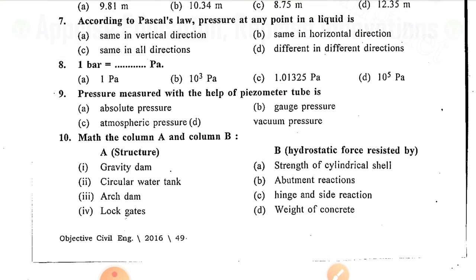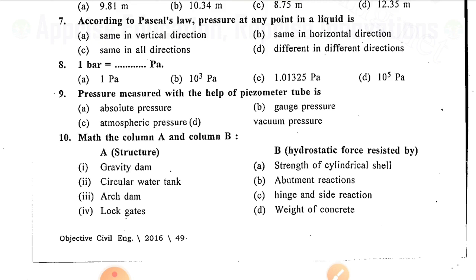Question number 10, match column A and column B. Number 1, gravity dam. Number 2, circular water tank. Number 3, arch dam. Number 4, lock gates. So, gravity dam, correct answer is weight of concrete.